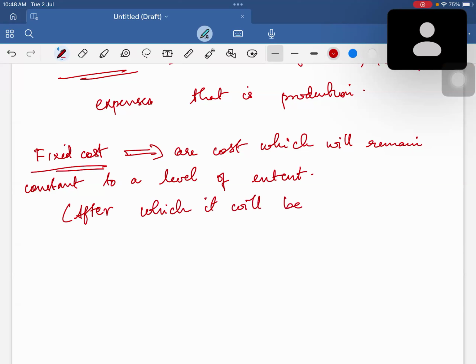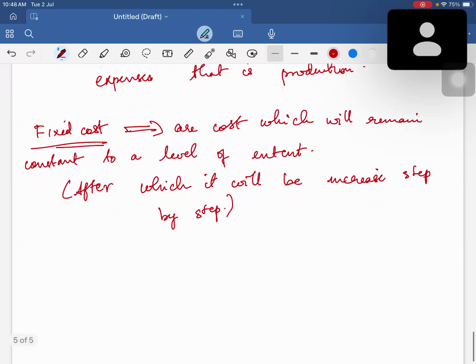Long before, in 11th and 12th, when we studied economics, we learned that fixed cost is going to be constant and not going to change. But in this concept, it is like a step. Up to this much, it is going to be a fixed amount. After that, it is going to vary.